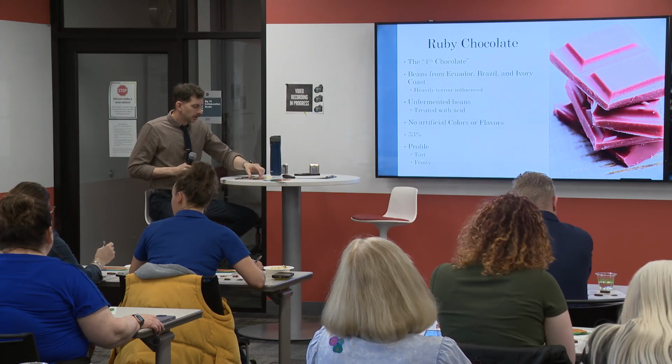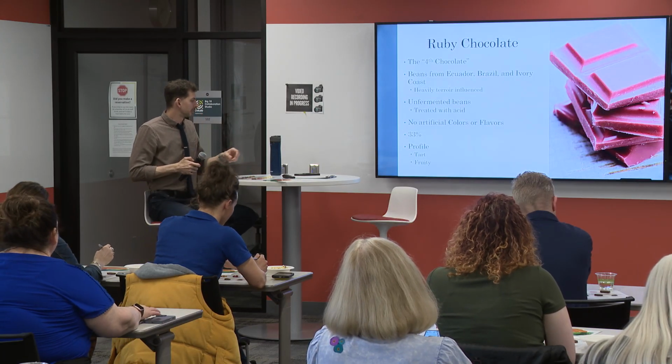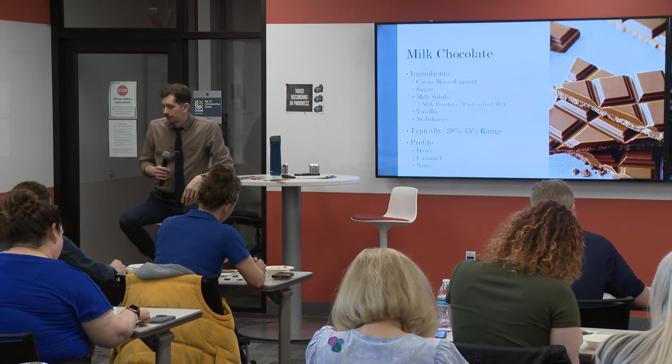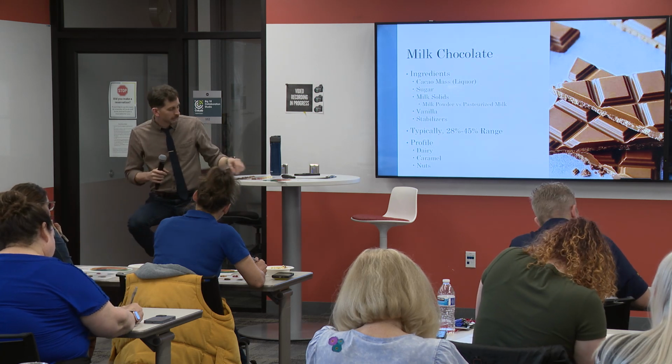Okay. All right, this is my favorite part of the lecture. Let's move on to milk chocolate. Okay, so milk chocolate, very similar: cocoa mass, sugar, milk solids, vanilla, and stabilizers. So essentially dark chocolate, but we have some sort of milk product in it. Typically, it can be 28 to 45% range, but let's try this first one.